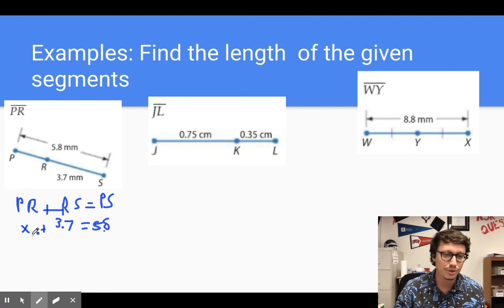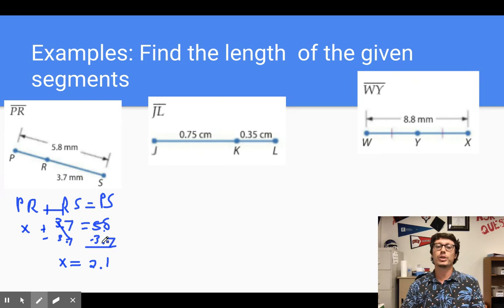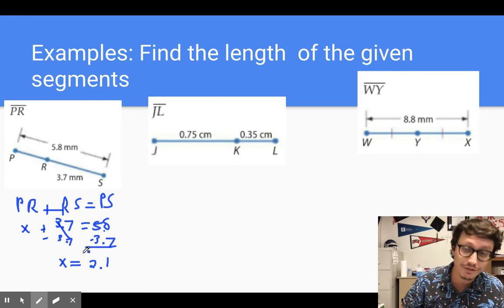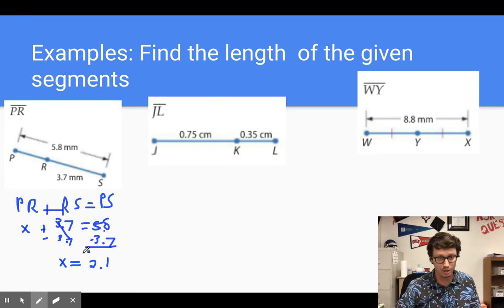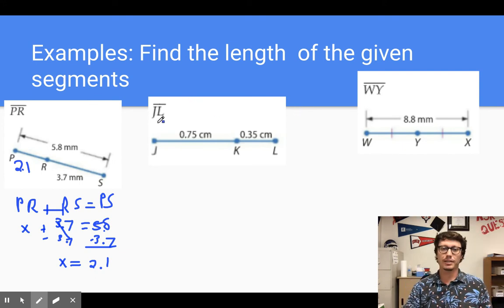All right, now if we're solving for x, all we need to do is subtract 3.7 from both sides. Those cancel out, and we end up with x is equal to 5.8 minus 3.7. 8 minus 7 is 1. 5 minus 3 is 2. Okay, and again, even though we're not creating a proof chart, since we subtracted from both sides, we just used SPOE to get our answer that PR is 2.1, right? So this is PR. Okay, next, find the length of JL.